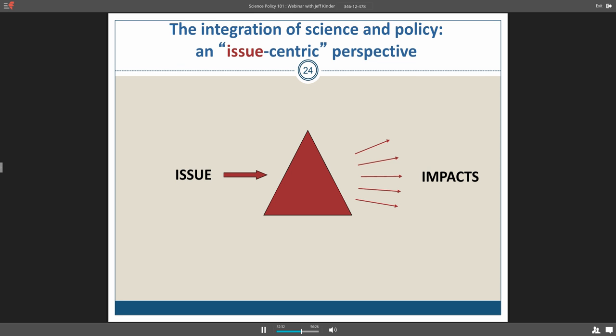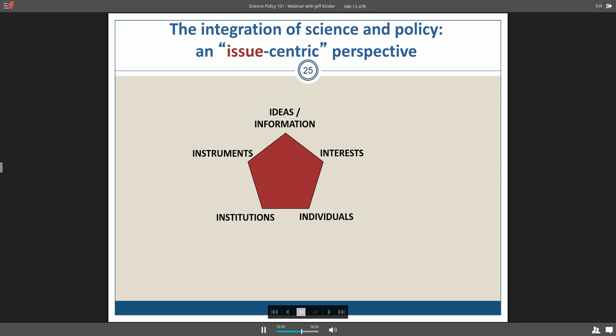So my background in physics is evident here, and you can think of it as an optics problem where light is coming into a prism, and depending on the characteristics of the prism, you get different bending of the light coming out the other side. In our case, however, the three-sided prism is actually perhaps five-sided, and these are some of the variables that will influence the decision-making process. Ideas and information are obviously a big part of it, but also interests, individuals, institutions, and instruments.